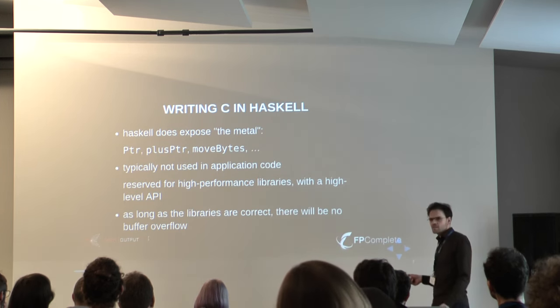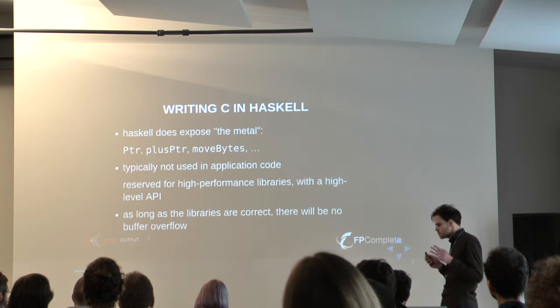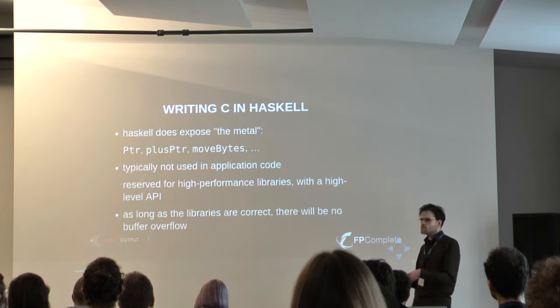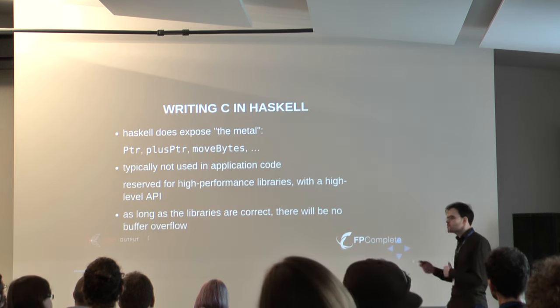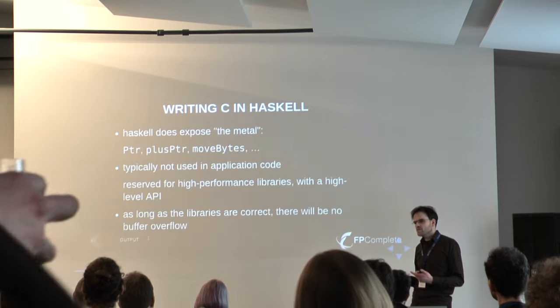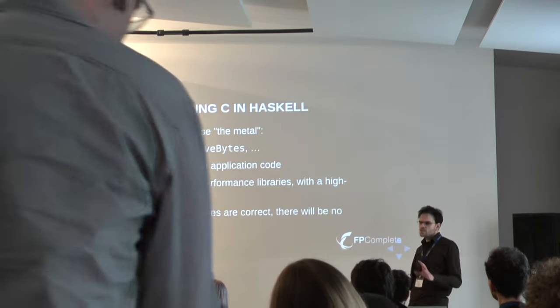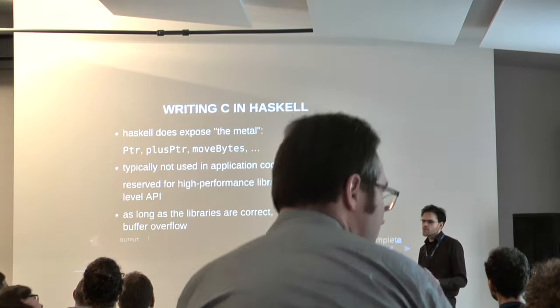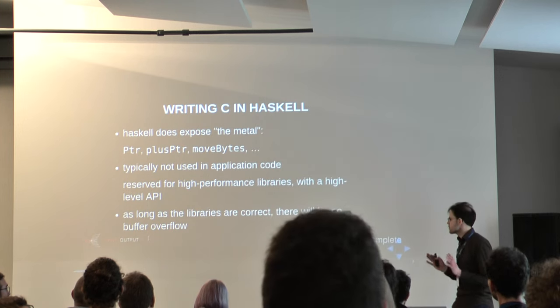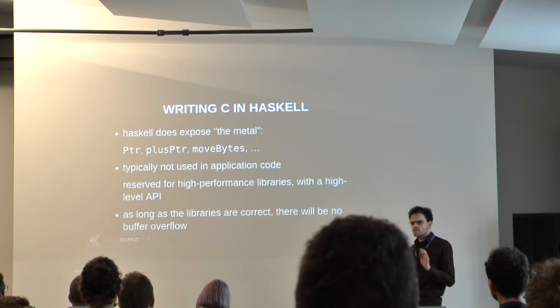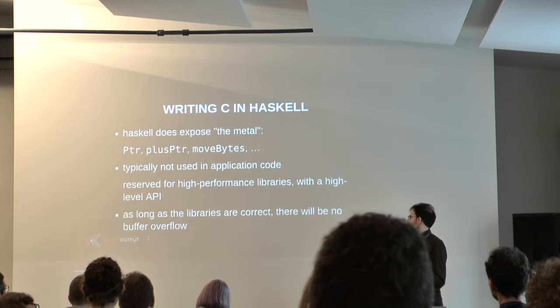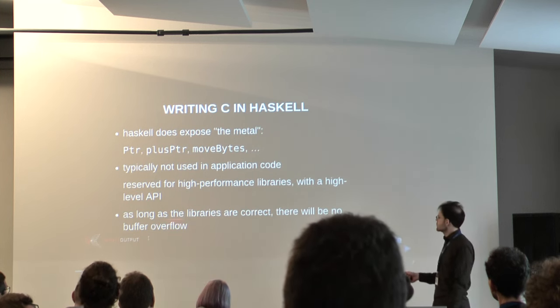So the pattern here is that you identify some part of your program that is performance critical, then you isolate that in a library, optimize that as far as possible, but you hide all these optimizations away from the rest of the program. And then you can convince yourself that this library is correct because the scope of the library is much smaller than the scope of the whole program. And this is why this works.